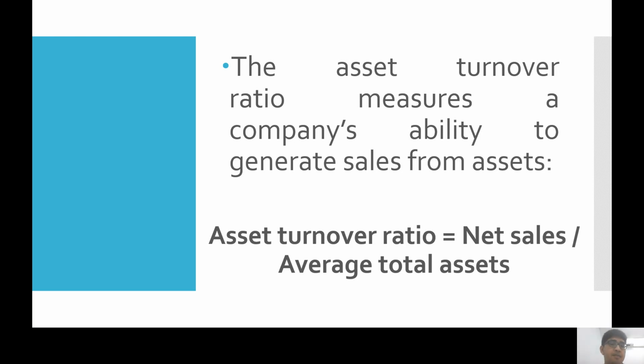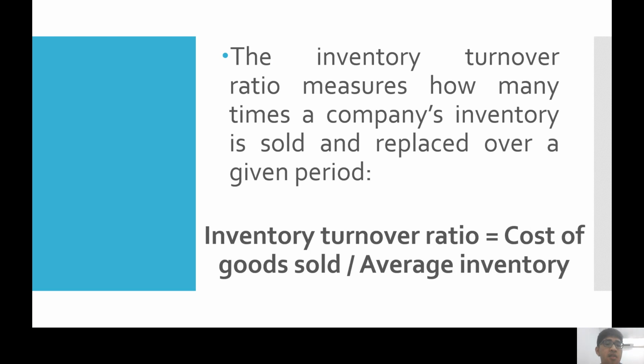Gaano kabilis? The inventory turnover ratio measures how many times a company's inventory is sold and replaced over a given period. So from the name itself na turnover, gaano kabilis yung pag-purchase sa pagbenta ng inventory sa isang company. So inventory turnover ratio is equal to cost of goods sold. So I know you know already how to compute cost of goods sold. I-divide natin siya sa average inventory. So that's the inventory turnover ratio.